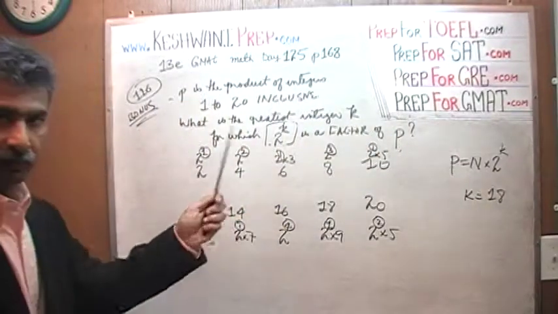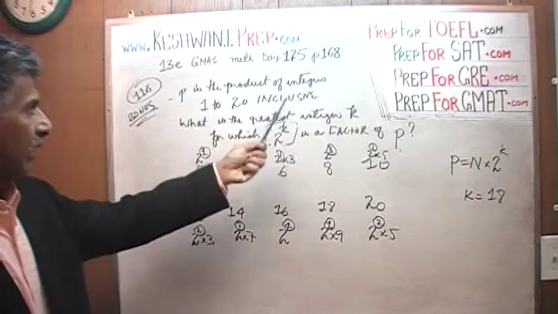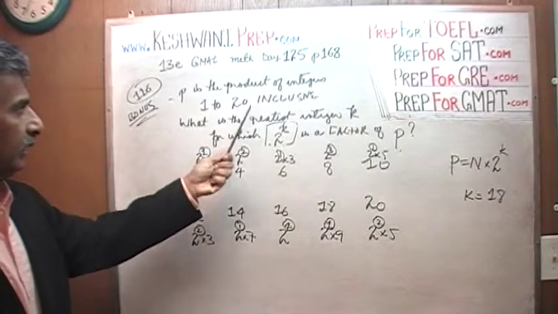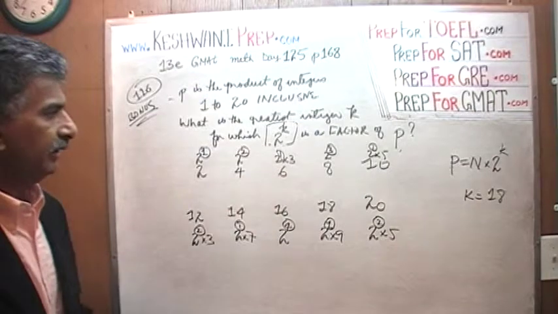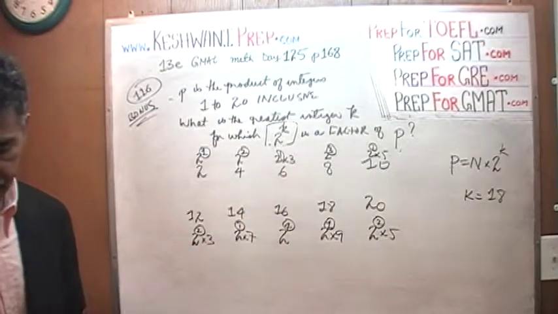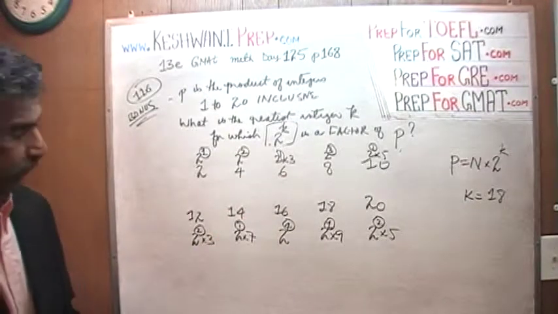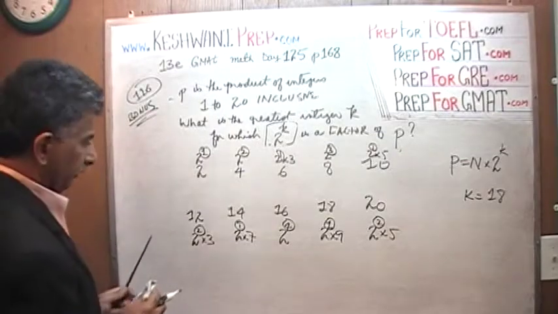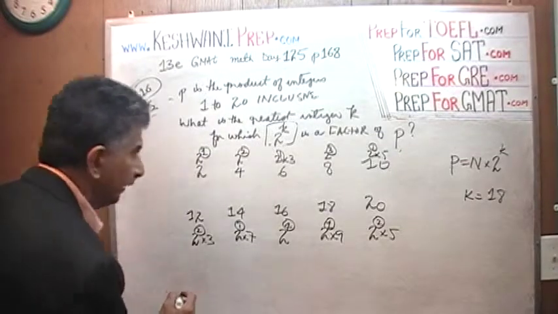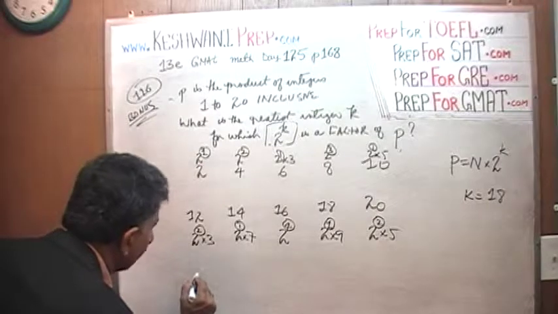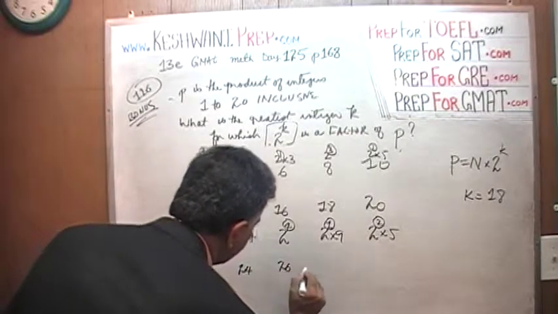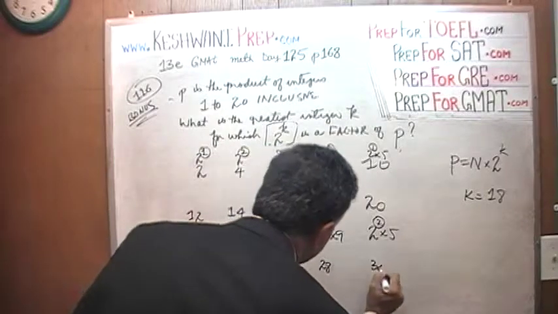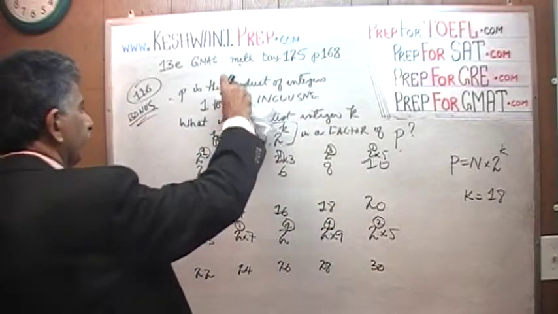If the question was, p is the product of all the integers 1 through 20, inclusive, what is the greatest integer k for which 2 raised to k is a factor of p, the answer would have been 18. Let's continue. We're going to do the 30 now. Let's do it at the bottom here, instead of erasing everything. So we have 22, 24, 26, 28, and 30. So now we are up to 30.